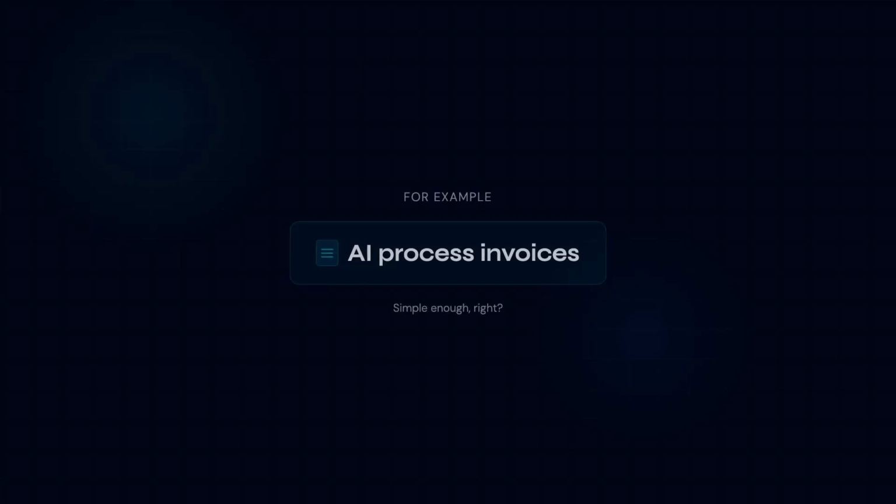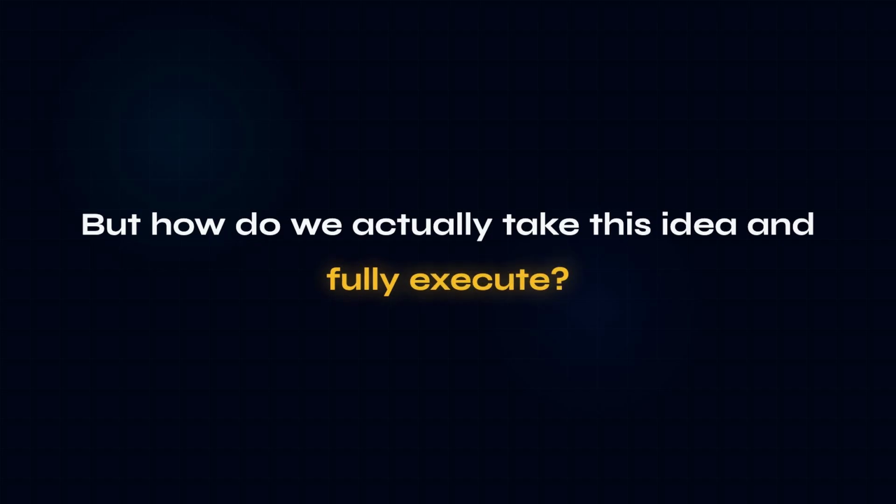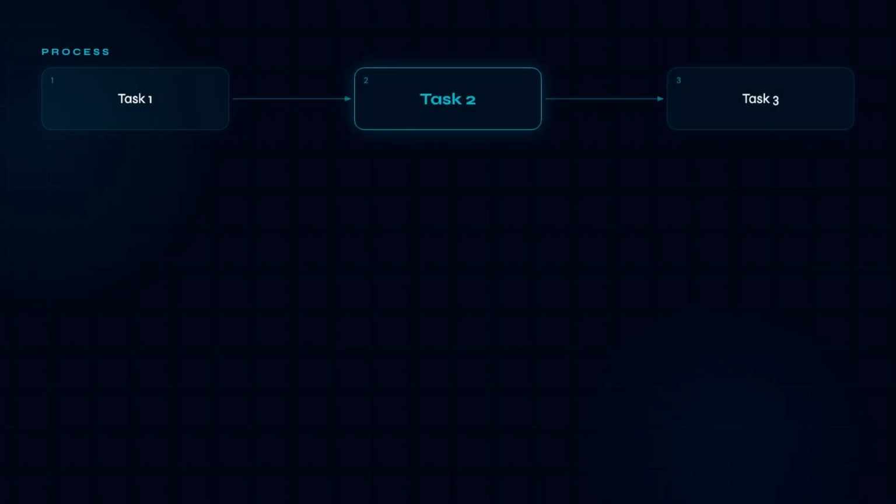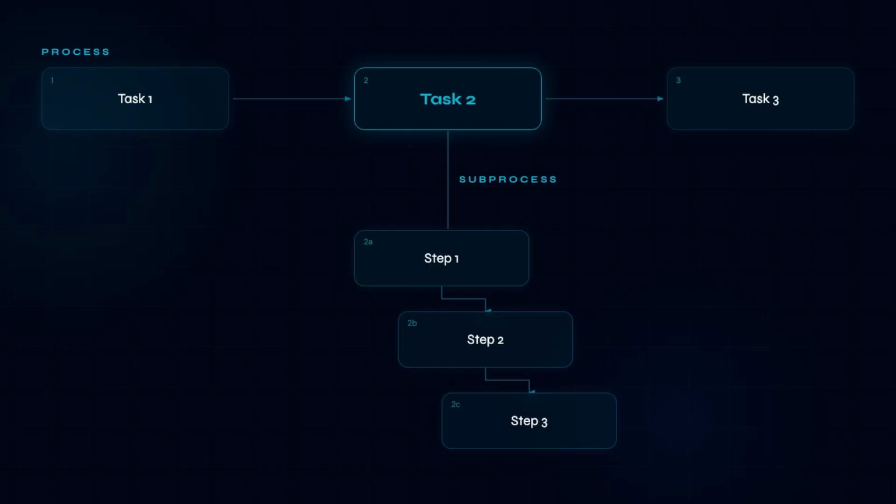So your use case may just be a vague idea. As an example, a company may just want to have AI process invoices. But how do we actually take this idea and fully execute on it? Process decomposition helps us break down these larger tasks into small subcomponents. And you probably already know the high-level process for the business tasks, but we need to go 1 or 2 levels deeper to ensure requirements for our AI solution.